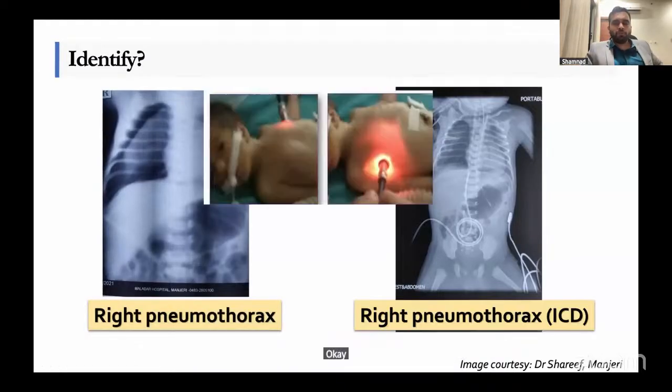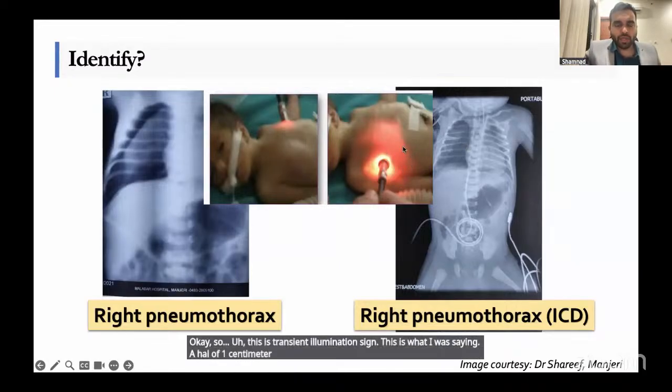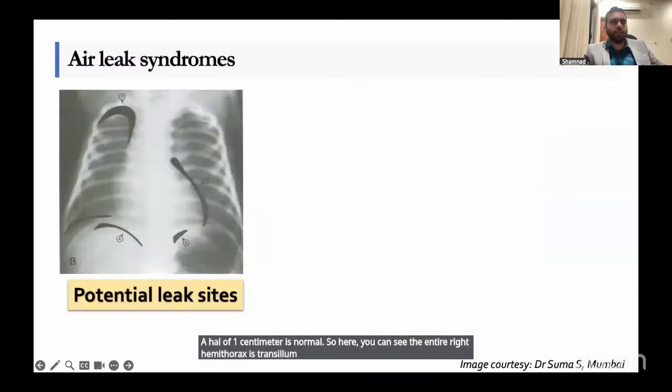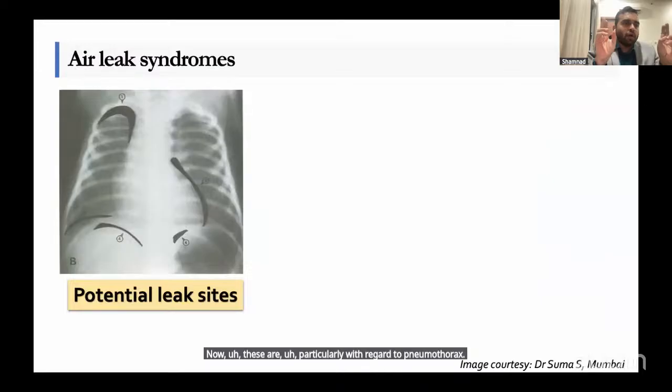So this is the transillumination sign. This is what I was saying: a halo of 1 centimeter is normal. So here you can see the entire right hemithorax is transilluminated. Now, with regard to pneumothorax, the saying goes, you will not see what your mind does not know.